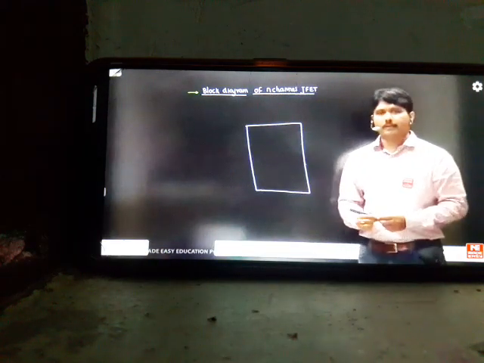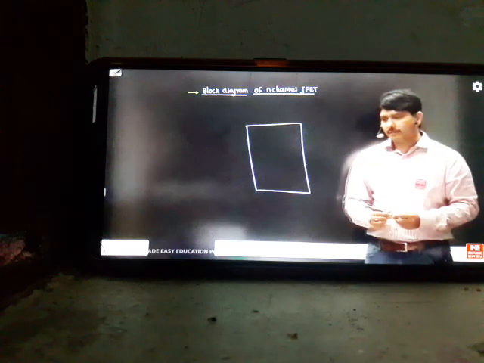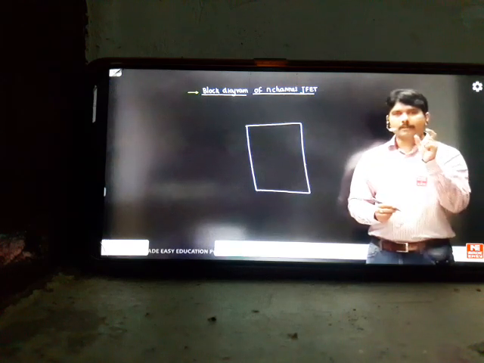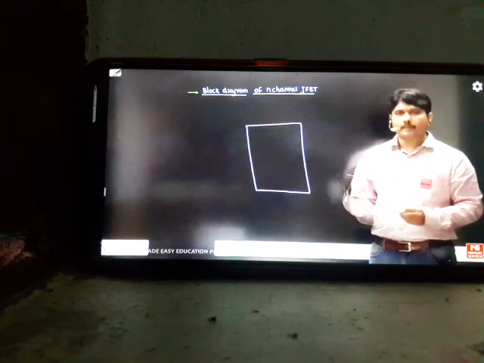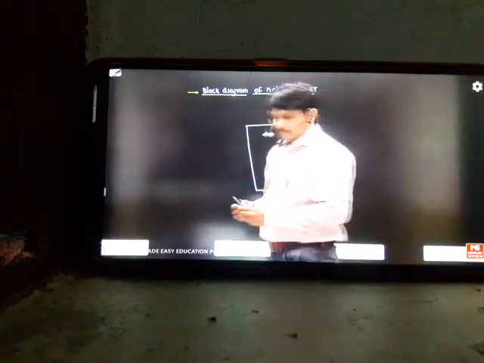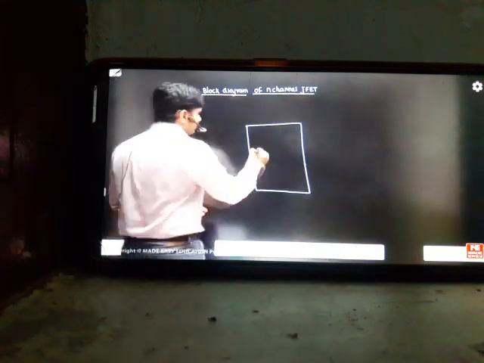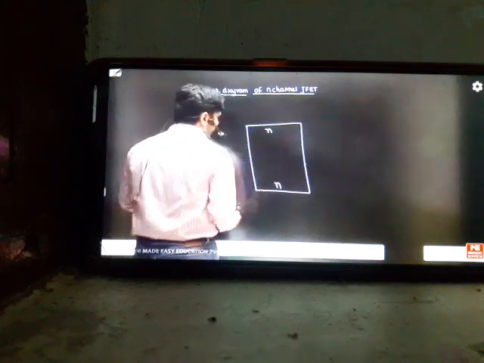We have two types of materials in our life: one is N material, one is P material. Most of the students know that. N type is doped with pentavalent impurities, group 5 elements we are adding, and P type is doped with trivalent impurities. You can take any material, your choice. Let us take N material. This is an N bar, a semiconductor bar.